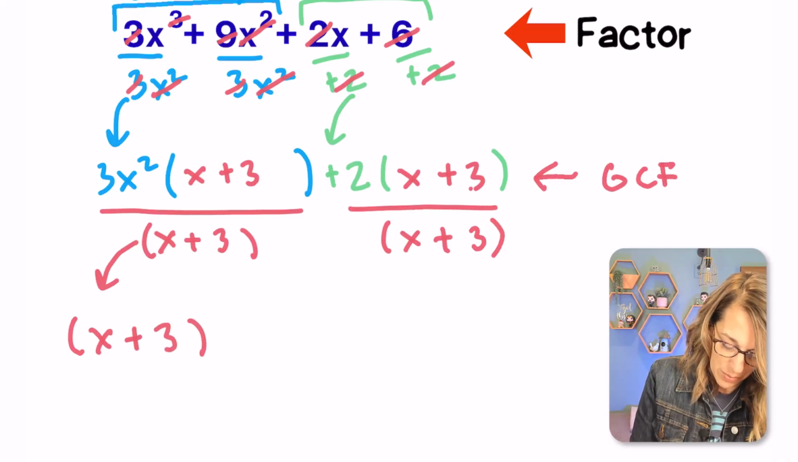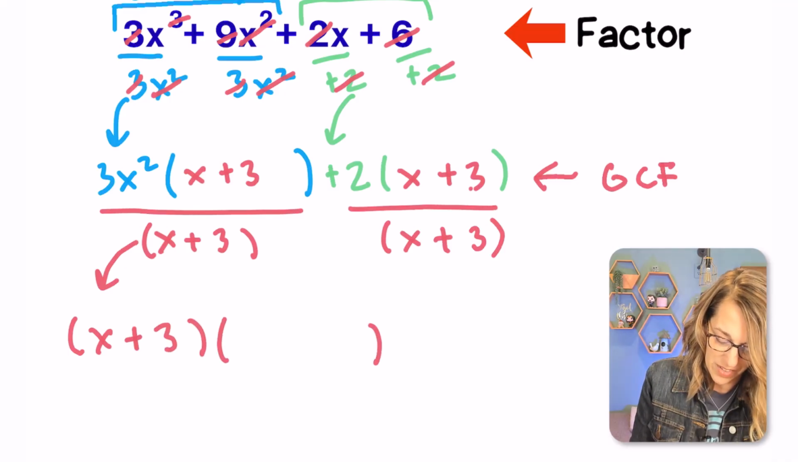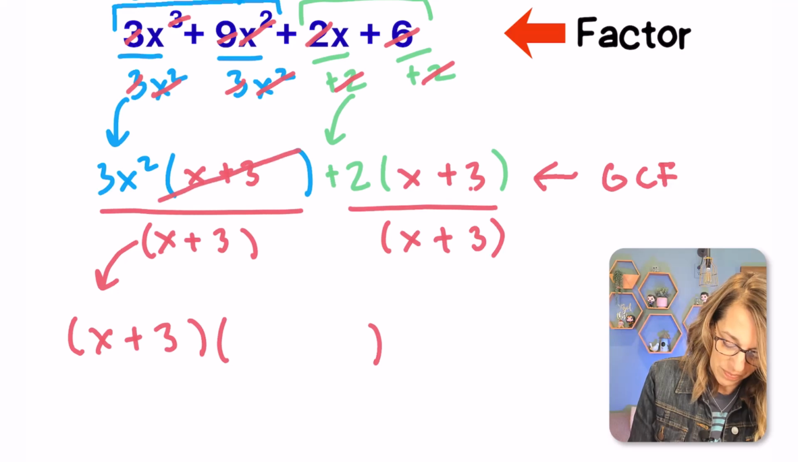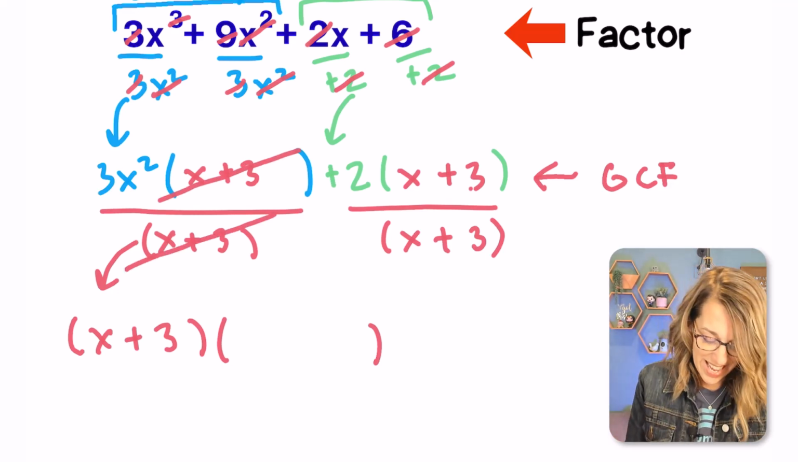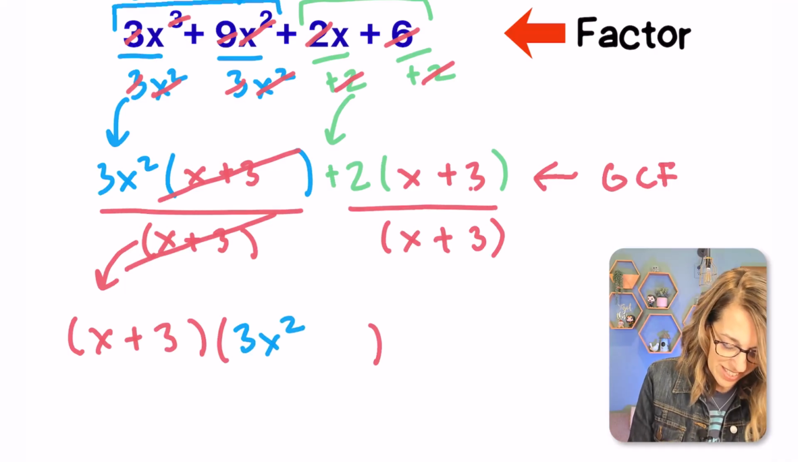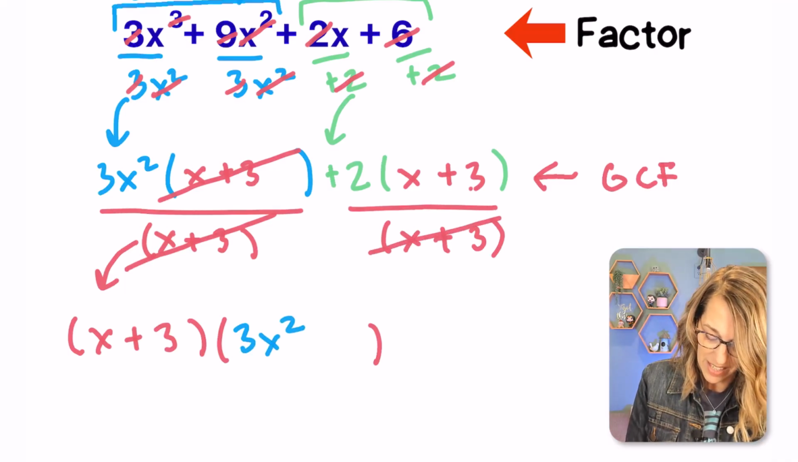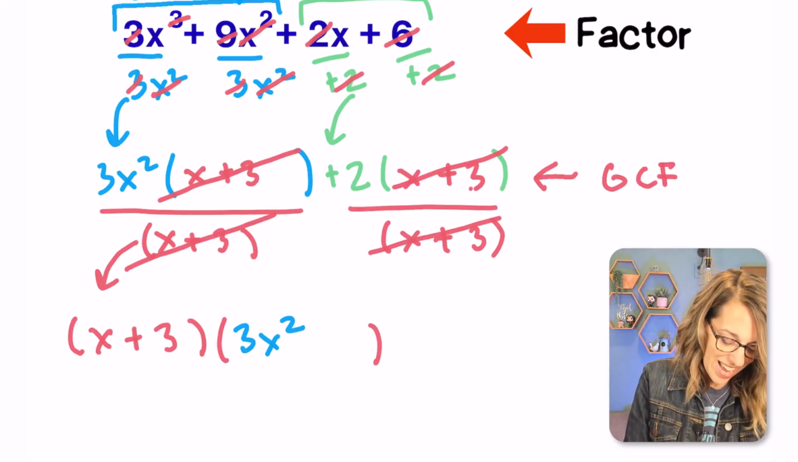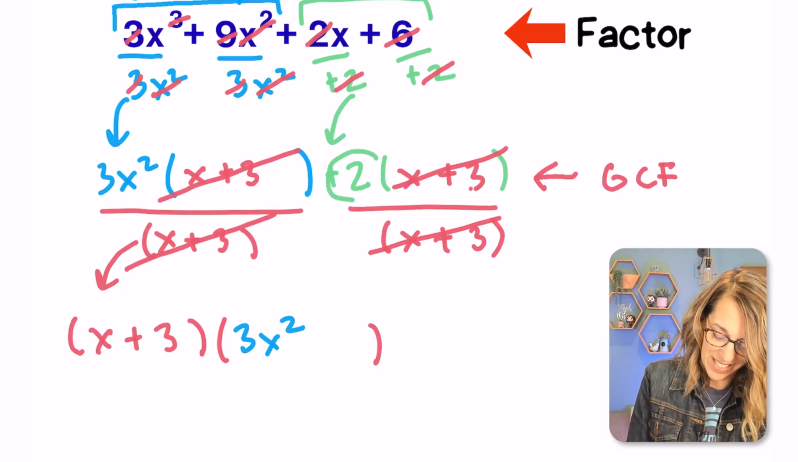And then I'm going to be left with a quantity in parentheses. Okay, and this first one, x plus 3 cancels, and I am left with that 3x squared. In the second one, same story, right? The x plus 3 cancels, and I am left with that plus 2, so plus 2.